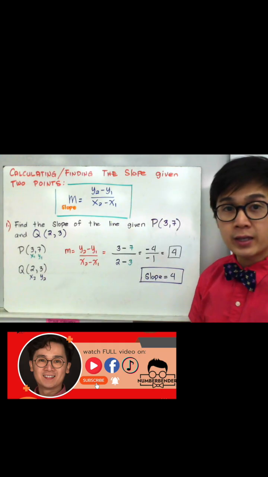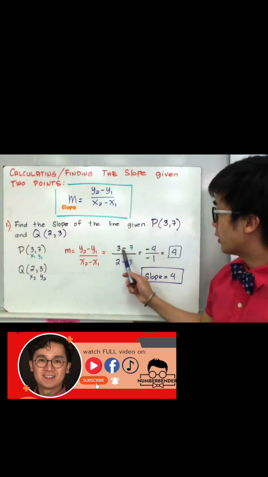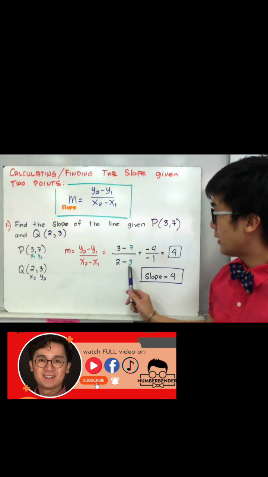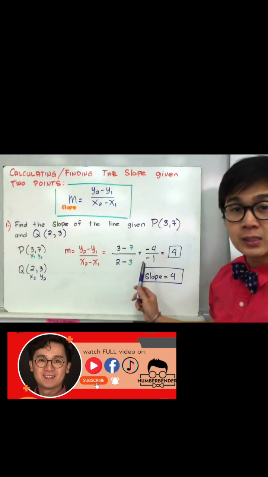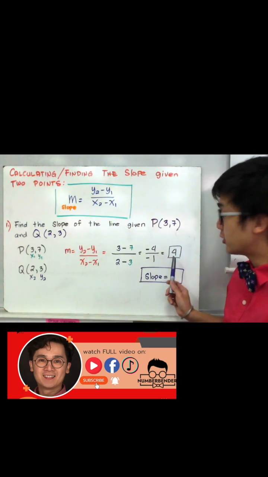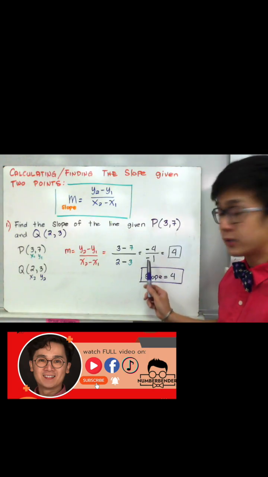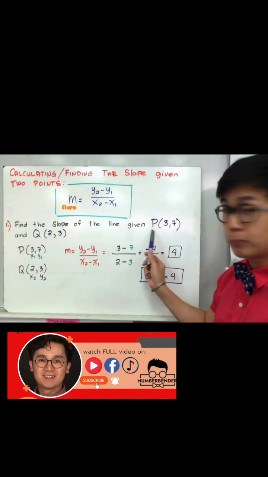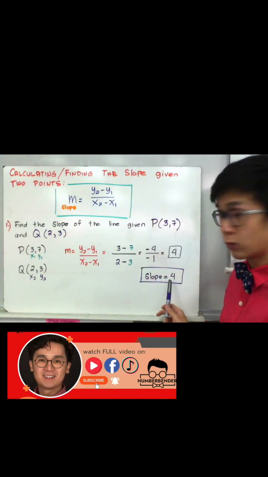And by simplifying your expression, the numerator 3 minus 7 gives you negative 4, and 2 minus 3 gives you negative 1. And by simplifying your fraction, you'll have positive 4 as your answer because 2 negatives make a positive. So the slope of this line given the 2 points, point P and point Q, is equal to 4.